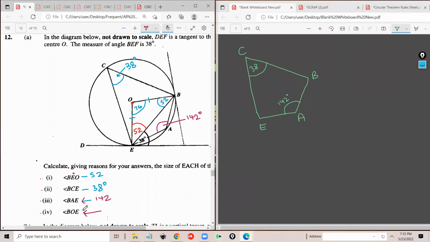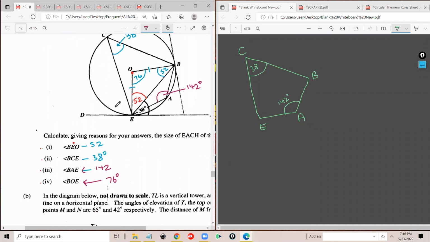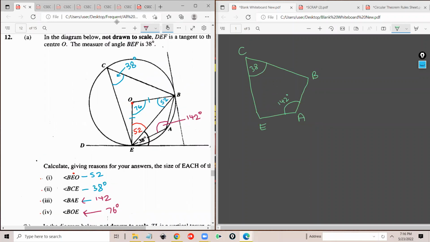BOE. But we found BOE already when we were trying to find it, and we have it here. BOE is 76 degrees. We already had it from working out a previous question. All right, I'm going to leave that on the screen just for a few seconds.